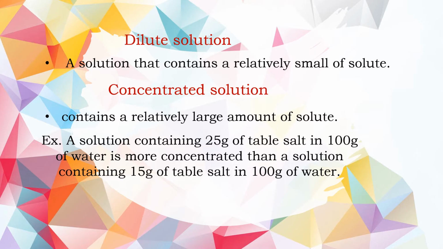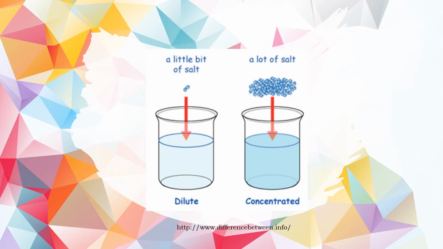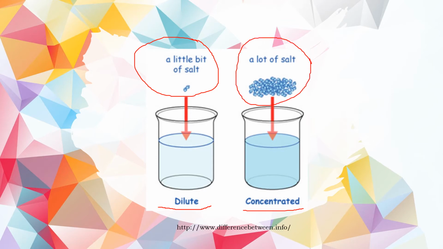Okay, so here is an illustration of our example a while ago. So, sabi po dun sa example natin kanina, a solution that contains 25 grams of table salt is more concentrated than a solution that contains 15 grams. So, tingnan nyo po ito. So, the first illustration here ay tinatawag po natin na dilute yung solution. Kasi onti lang po yung amount of solute. While the other one is concentrated because there are a lot of salt na nilagay.